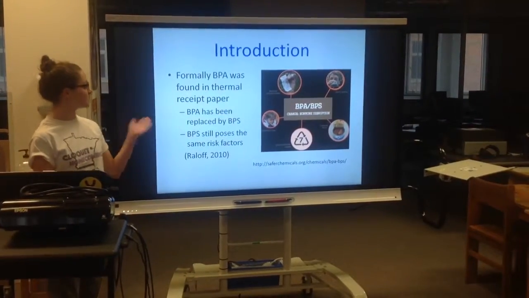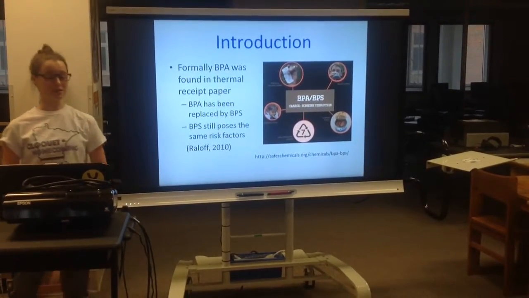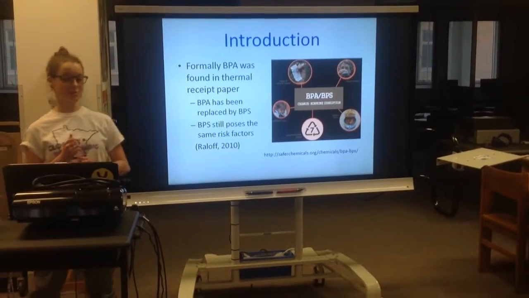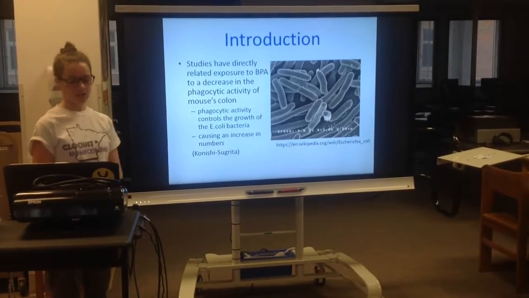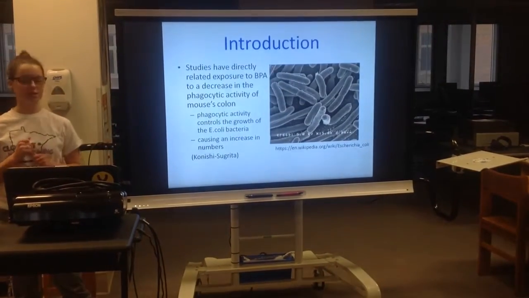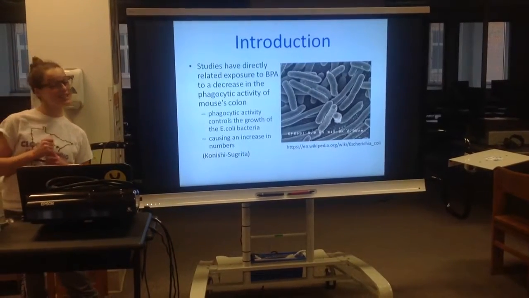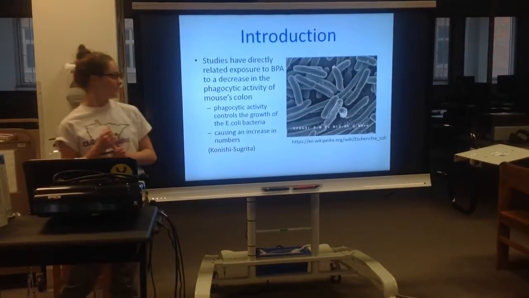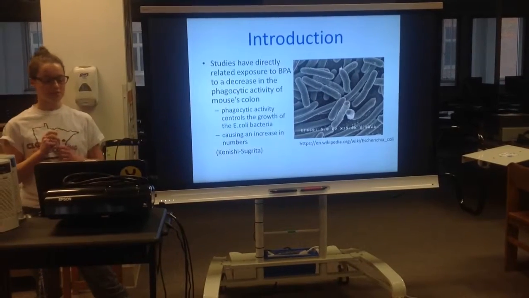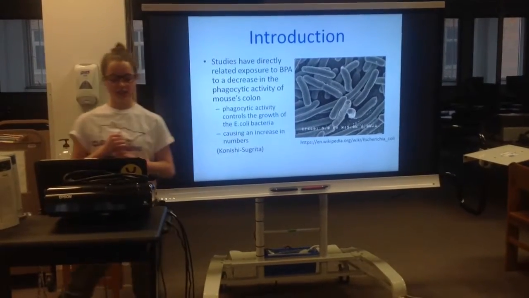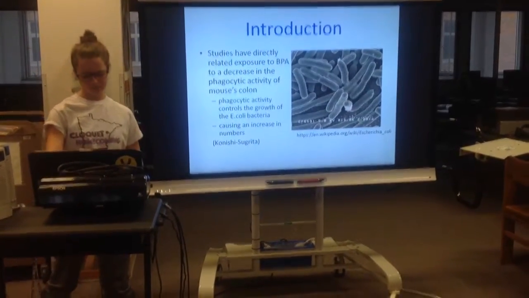Formerly BPA has been found in thermal receipt paper. BPA has been replaced by BPS, which has the same risk factors as BPA. Studies have directly related exposure to BPA to a decrease in phagocytic activity of E. coli. Phagocytic activity controls the growth of E. coli, causing a decrease in numbers. Increase.